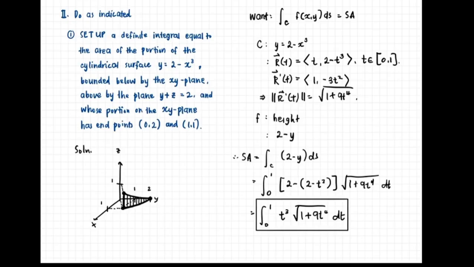However, notice that you could actually integrate this expression. And so, as an exercise, please verify that this definite integral is actually equal to 10 square root of 10 minus 1 all over 54.